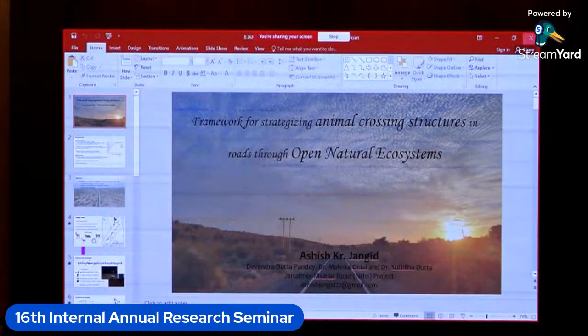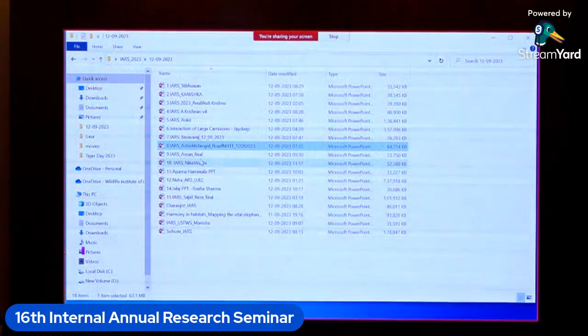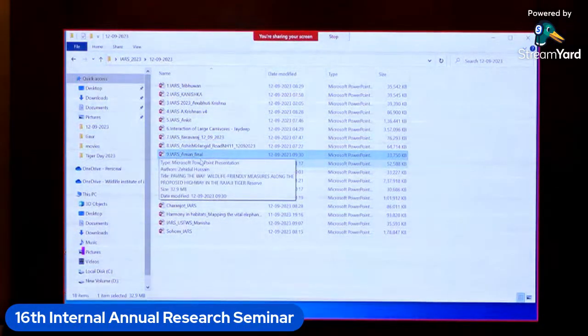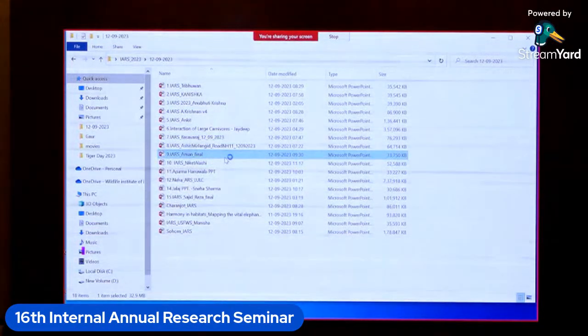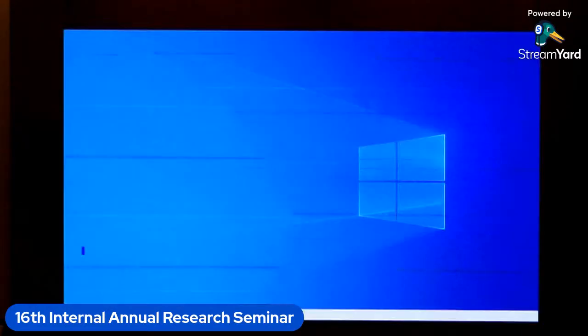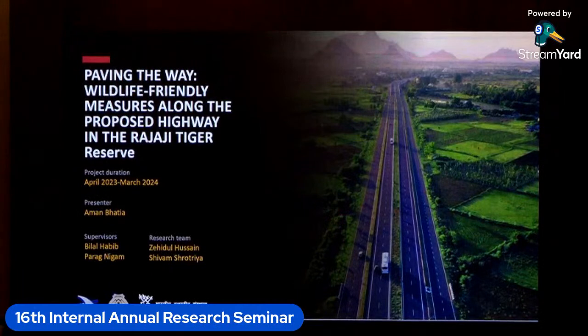Thank you, Ashish. The next speaker will be Aman Bhatia. He's going to speak about paving the way, wildlife-friendly measures along the proposed highway in the Rajaji Tiger Reserve. Aman completed his MSc in Wildlife Conservation Action from BVIER Pune. He joined the institute in 2023 and he's interested in human wildlife interactions.